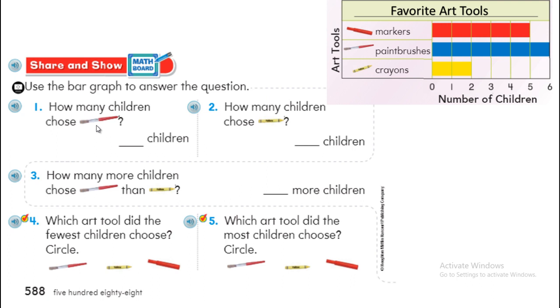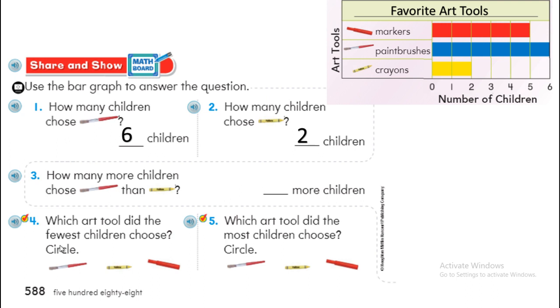Question number 1. How many children chose paintbrushes? Go to the bar graph, find the paintbrushes, go to the end of your bar, and downwards read the number. 6 children chose paintbrushes. How many children chose crayons? Go to the crayons bar, all the way to the end, go downwards, read the number. 2 children chose crayons.